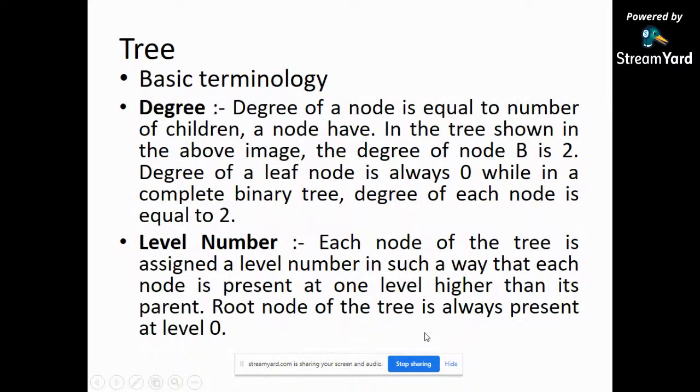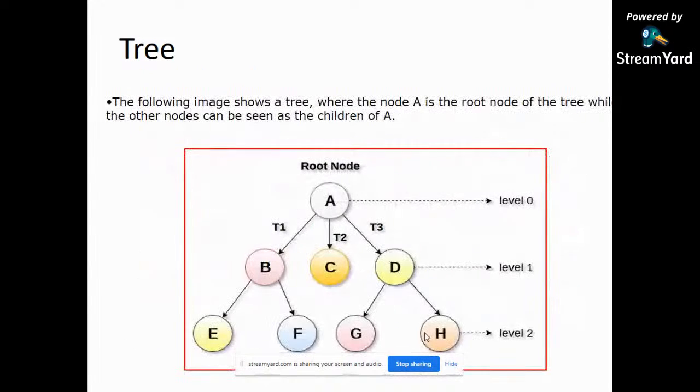Degree of a node is equal to the number of children a node has. In the tree shown in the above image, the degree of node B is 2. Degree of a leaf node is always 0, while in a complete binary tree, the degree of each node is equal to 2. So degree of node B is 2 because it has two children. Degree of node A is 3 because in this tree it has three children.